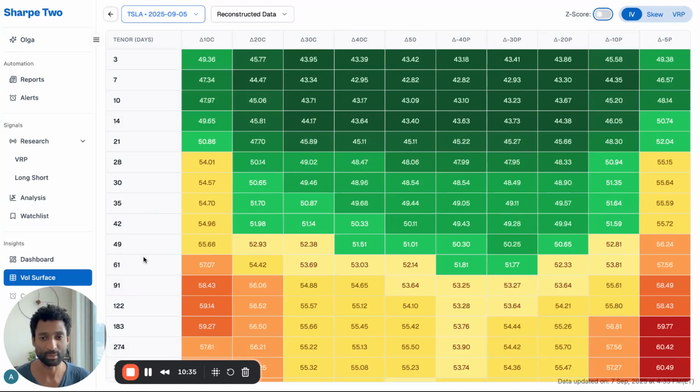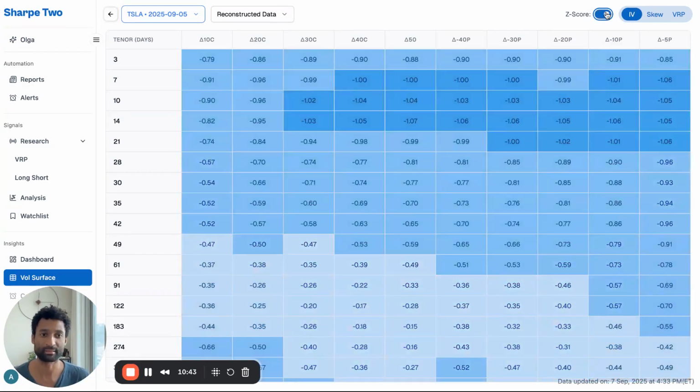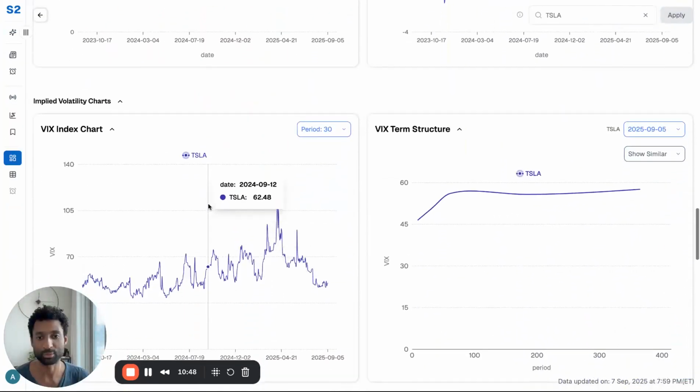Also, I think that right around here in that region, I'm pretty sure you have earnings in Tesla coming up. If you look at the Z-score, yeah, it's in line with what we saw right here.